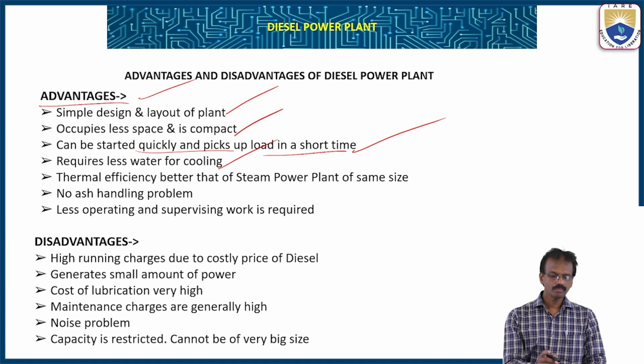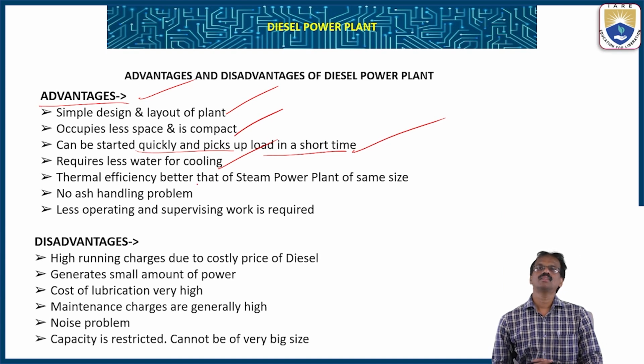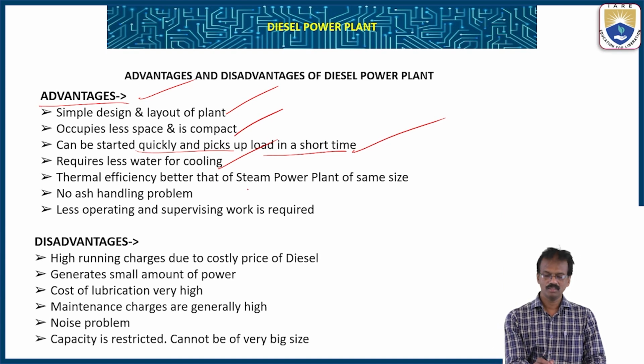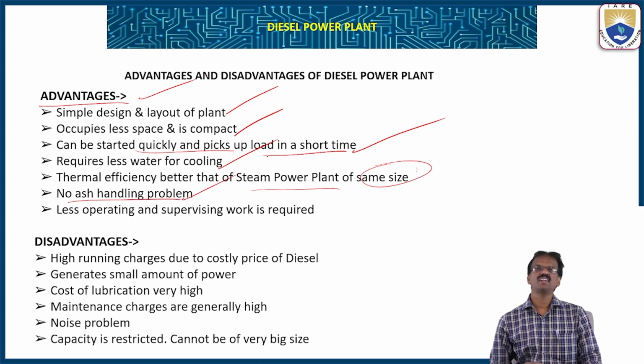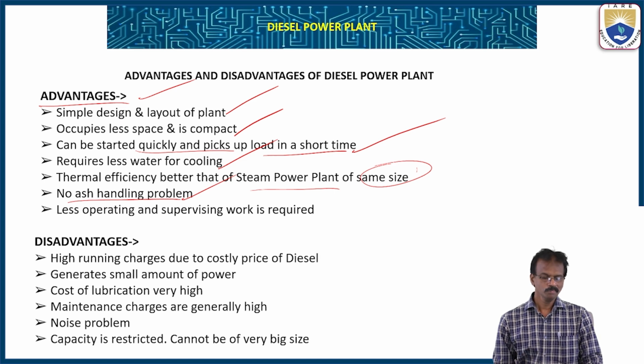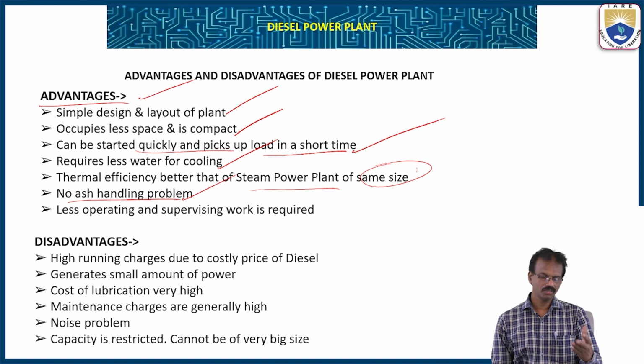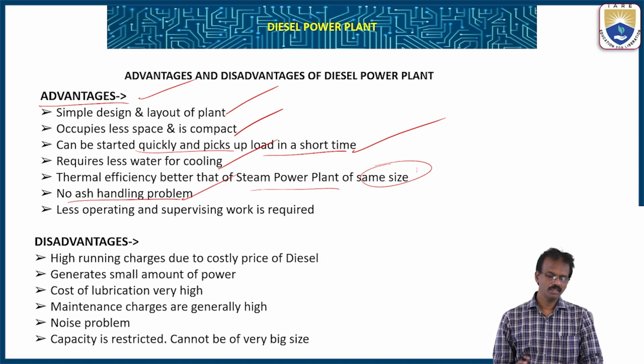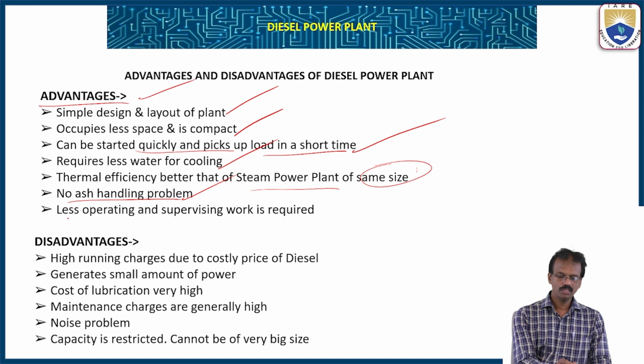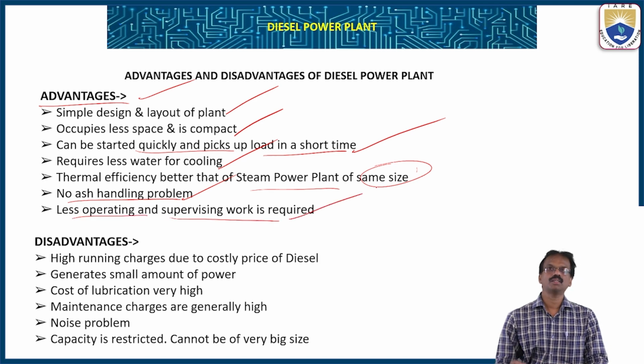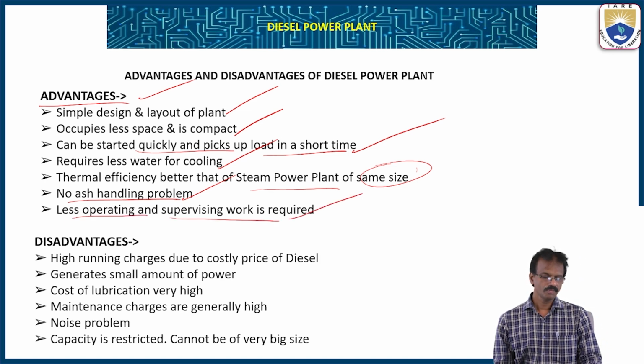Because it is very compact and needs less space. So next, thermal efficiency. Thermal efficiency is better than a steam power plant of the same size. Here also there is no ash handling problem, because the chemical energy of the diesel is converted into electrical energy. There is no ash problem. There is some smoke problem, but you can control that also. Next, less operating and supervising work is required. No need of high maintenance, and less operating and supervising work is required.